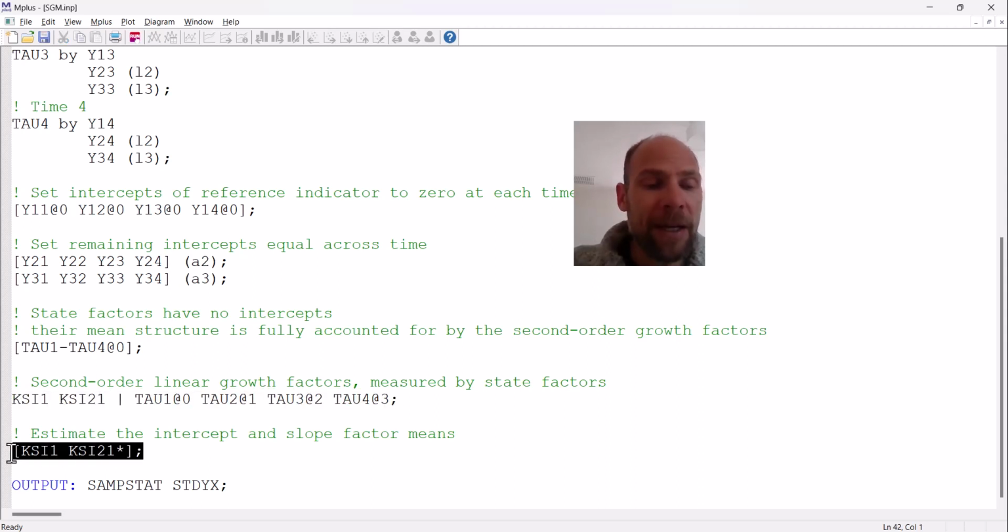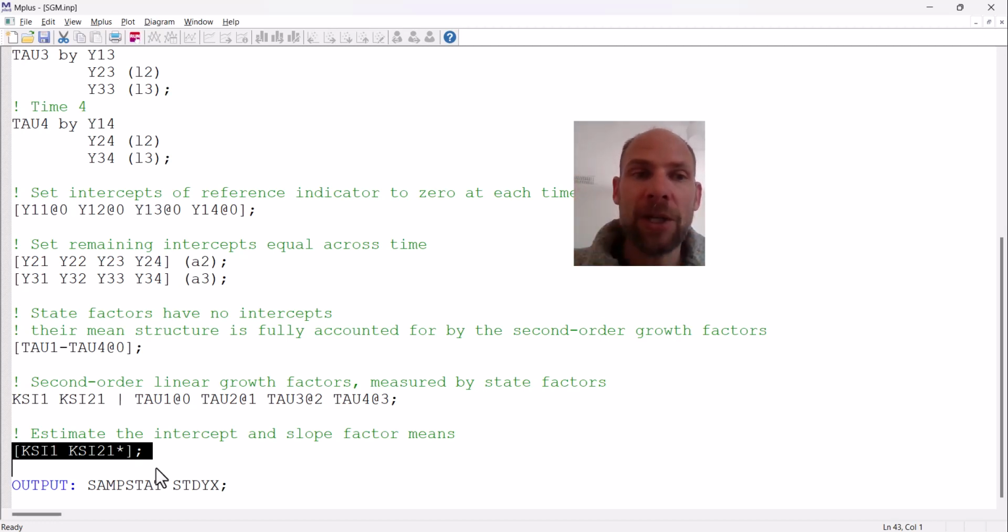The last comment here refers to the mean structure. So the mean structure of the latent factors tau comes from the intercept and slope factors, meaning from the trait, the initial trait factor, and the trait change factor. So those two are estimated, and we have to tell Mplus this so that those will not be set to 0 by default. So we're estimating the means of the intercept and slope factors Xi1 and Xi21, because this is where our mean growth is represented in this model.